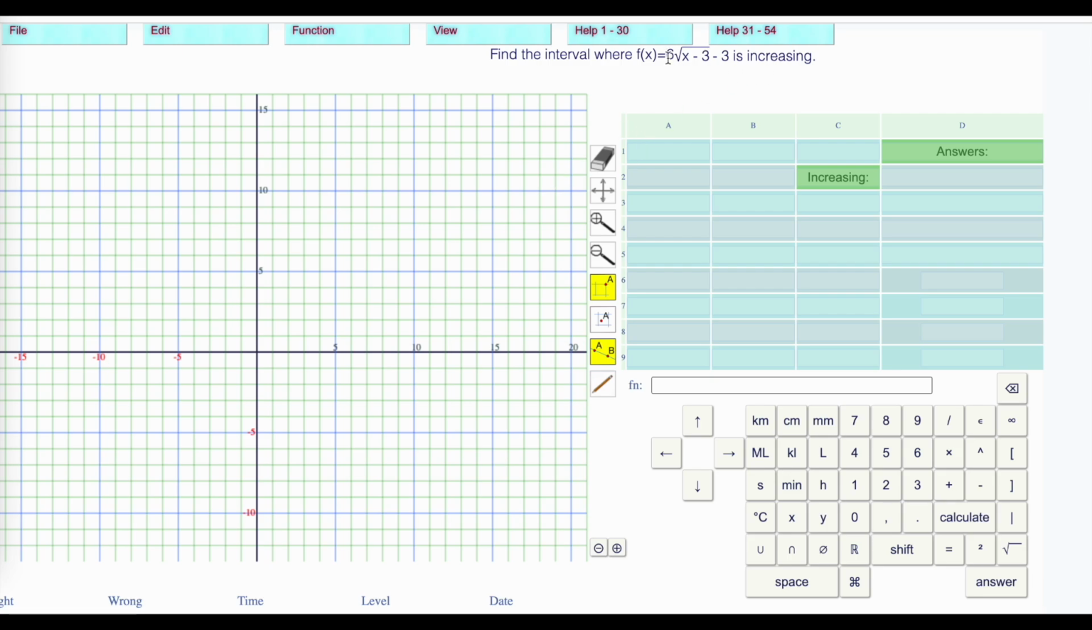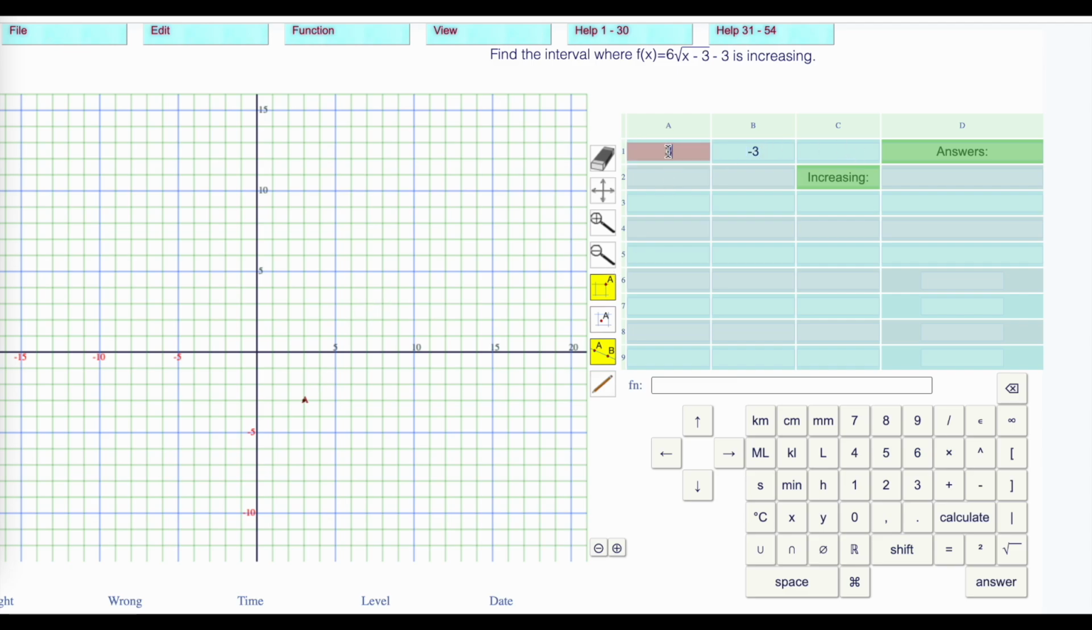This is opening up. It's opening to the right. It's increasing from the vertex to infinity. All right, the vertex is at 3, -3 right here. It is opening like this. Let's find some values. At 3 and here is equal to 6 times the square root of the x value, which is x minus 3, that is 0. The square root of which is 0 times 6 is 0. Minus 3 is -3.